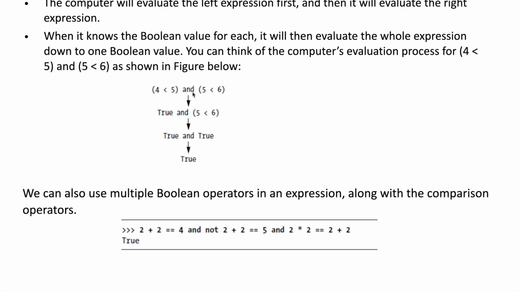And one more thing, we can also use multiple Boolean operators in an expression along with the comparison operators. Here in these cases, we are using only one Boolean operator. What is that? And. Not only that, we can use multiple Boolean operators. It is possible. See this example. 2 plus 2 is equal to 4 and not 2 plus 2 is equal to 5 and 2 into 2 is equal to 2 plus 2. See how many operators I am using here? Three Boolean operators: and, not, and. So in this way, you can use multiple Boolean operators.